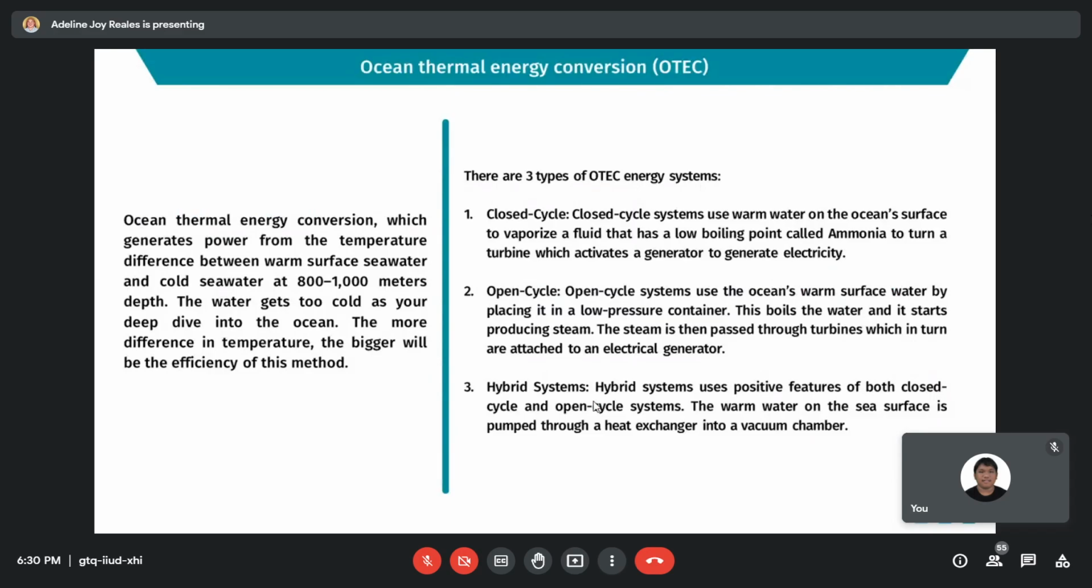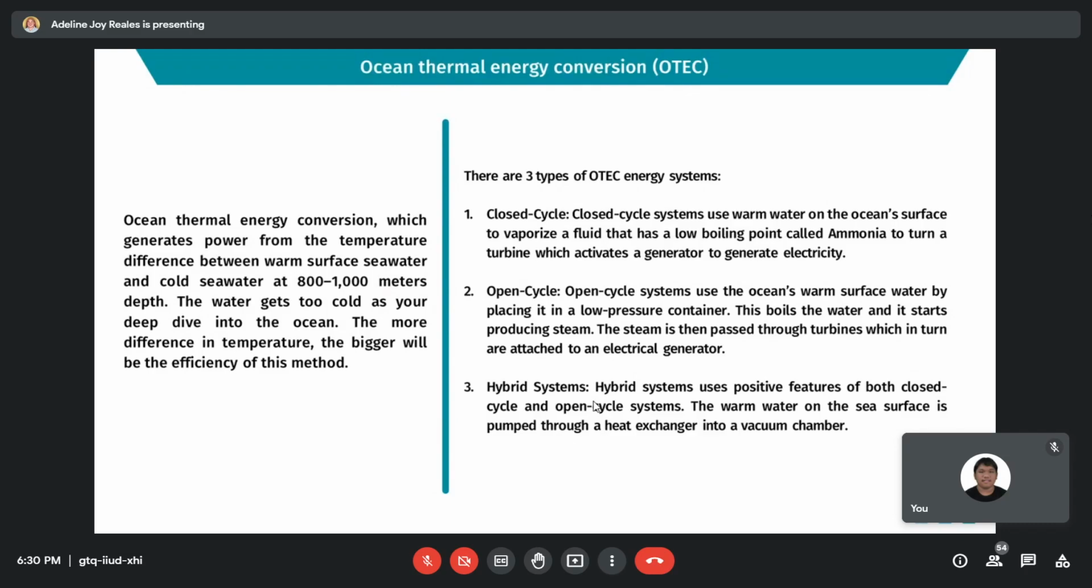The last one is the ocean thermal energy conversion, which generates power from the temperature difference between warm surface seawater and cold seawater at 800 to 1000 meters depth. The water gets colder as you dive deeper into the ocean. The greater the difference in temperature, the higher the efficiency of this method.